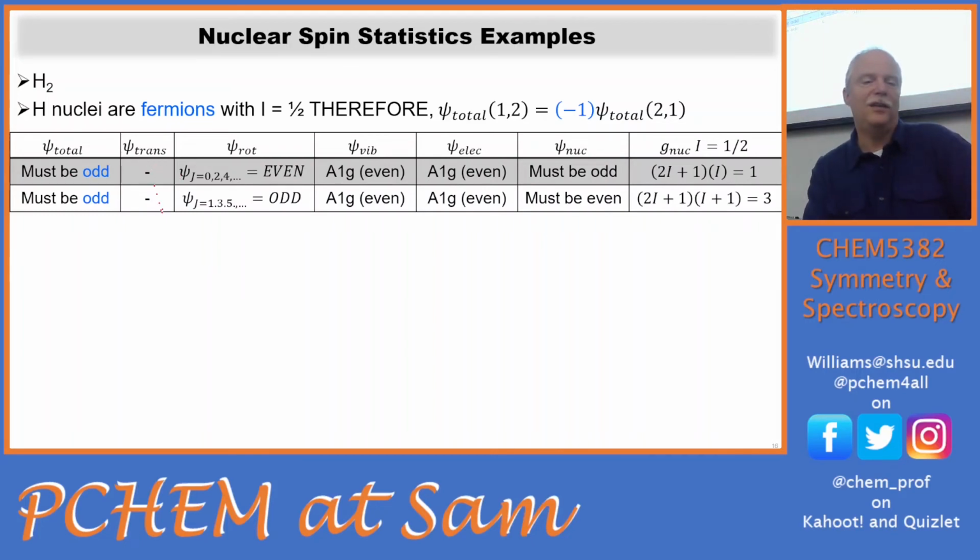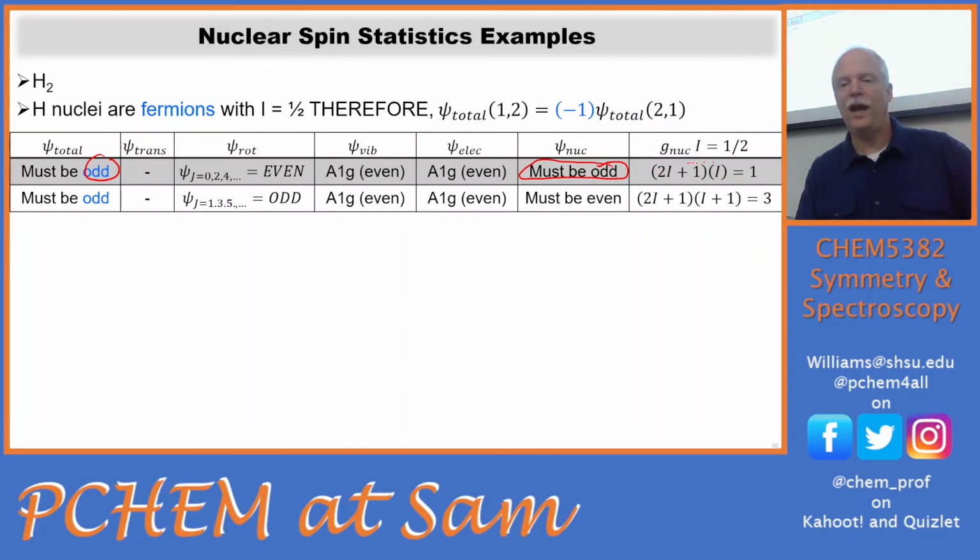The translations are even. The rotation, let's say for even rotational levels, is even. The vibrational is even. The electronic is even because it's an A1g in H2. That ground state has electrons in the A1g mode. And so, since everything is even and the total wave function must be odd, we must have an odd nuclear wave function here. That's a requirement. So if the J value is even, then the nuclear wave function must be odd, and it must have this degeneracy.